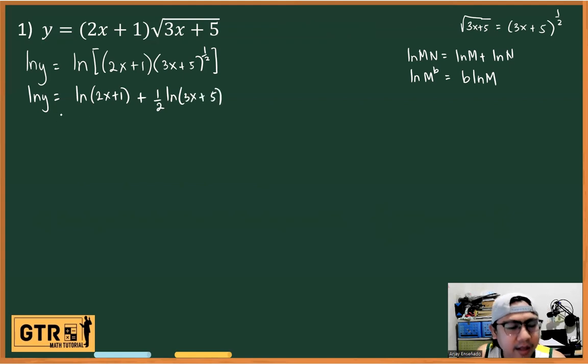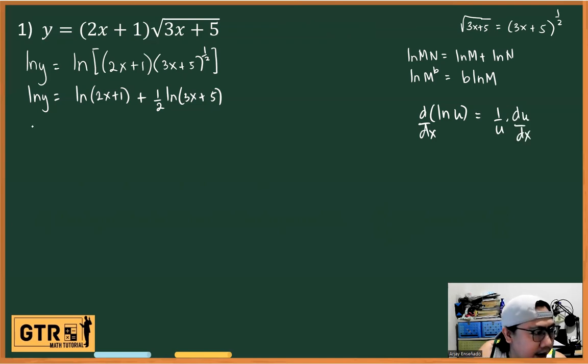So now we can differentiate both sides with respect to x. So what is the formula for derivative of ln u? So derivative of ln u is equal to 1 over u times derivative of u with respect to x. So apply that. So we have derivative of ln y. So we have 1 over y times y prime because we differentiate with respect to x. 1 over y times y prime equals derivative of ln 2x plus 1. So that is equal to 1 over 2x plus 1.